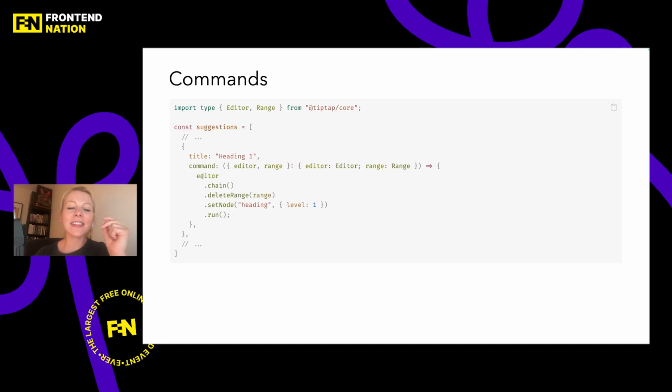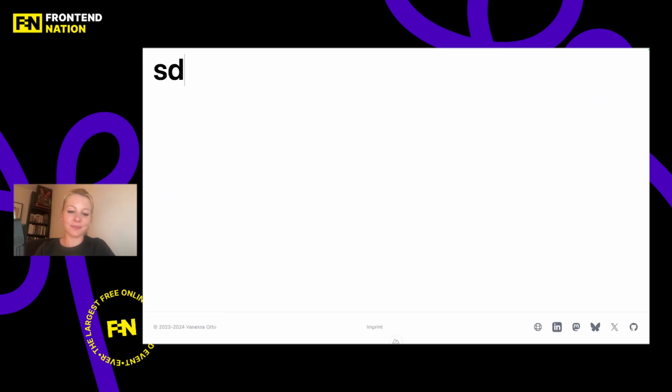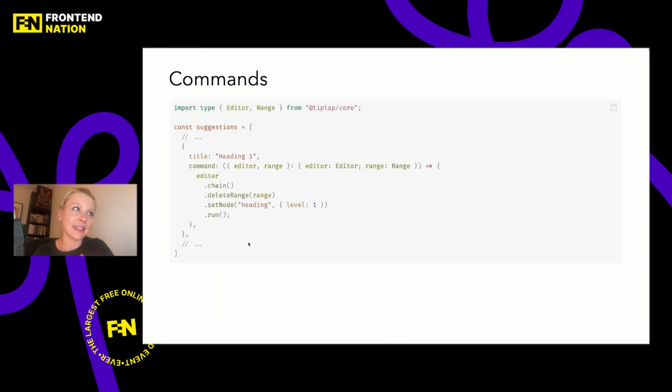I want to delete the range. Delete the range means I just typed the / to open this menu. Let's check it out again. I am typing the / and then I want to turn it into a headline 1. And I have another headline 1, but the / is gone. So this is what's happening here when I'm deleting the range. And then I'm setting the node to a heading of level 1. And the last one here means I want to execute and run the chain of commands now.